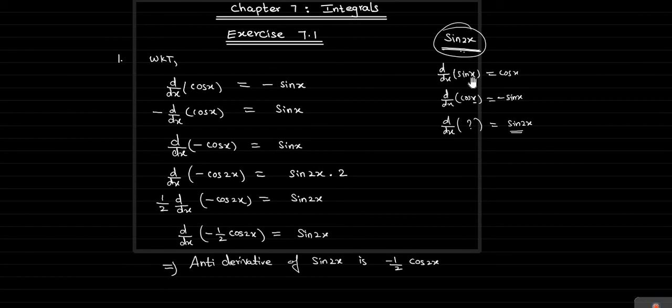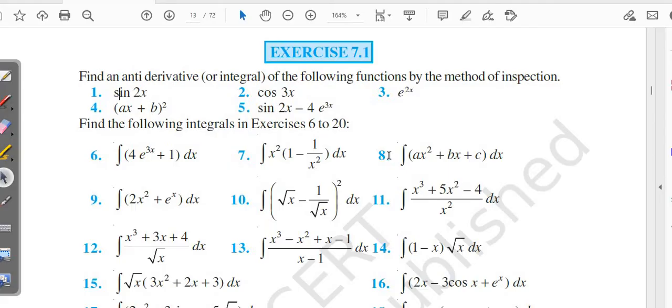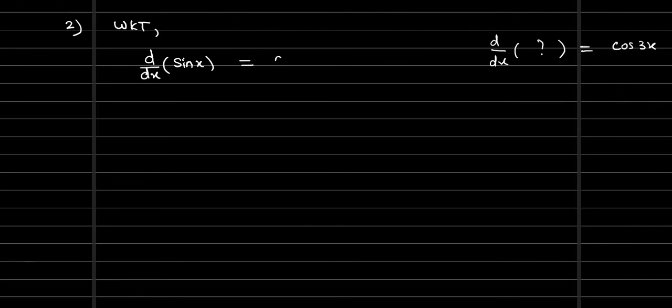Now we are going to do the same with the help of the method of inspection for the second one. What is the second question? Cos 3x. So we need to analyze. We have to find which function's differentiation will give the result cos 3x. So step by step only we will be able to find it. So we know that in chapter 5, for the right hand side, which function's differentiation will we get cos x? Sin x, right? So sin x differentiation is cos x.